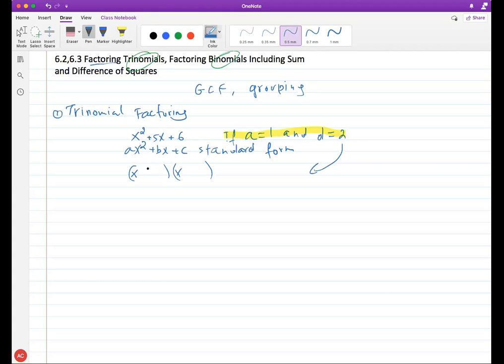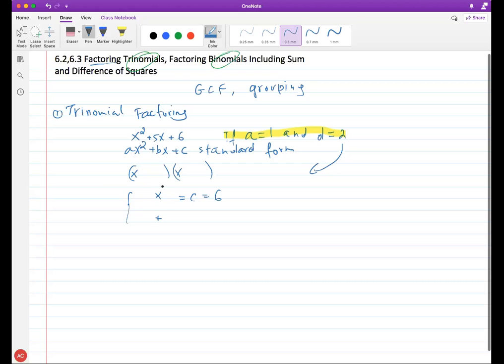Now, let's see how to figure out these numbers. These numbers basically must multiply to C, in this case 6. The same numbers should add up to B, or 5. So we're going to find two numbers. 2 and 3. That's right. Two numbers are multiplied to C, which is in this case 6.